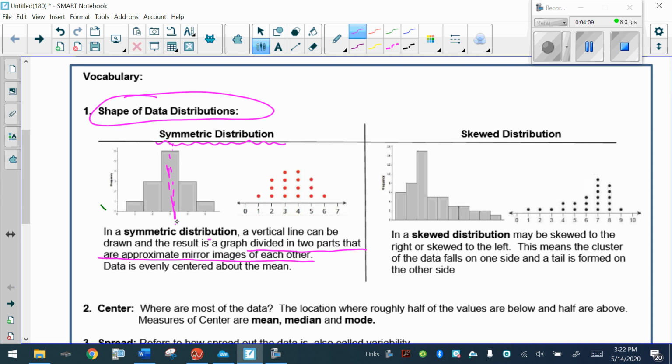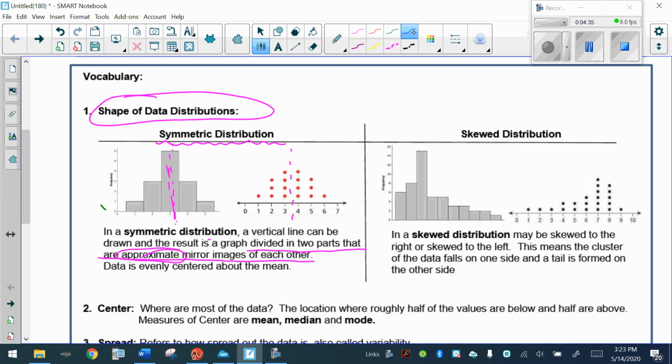So in symmetric data, I should be able to draw a vertical line and the two sides would roughly be the same. Now I know in my examples up here, if I draw the middle of this one, you can see sometimes the middle goes through the data like a bar, and sometimes it's in between. It can be either way. Sometimes the two sides are identical, like they are on these two examples, but just know that it only has to be an approximate mirror image.